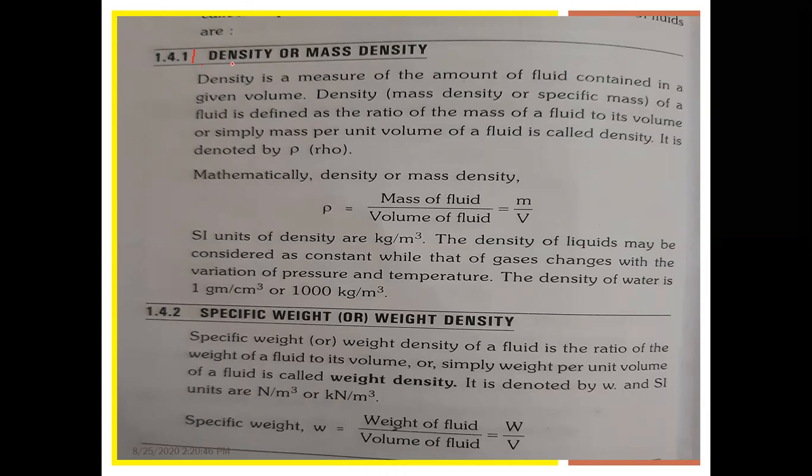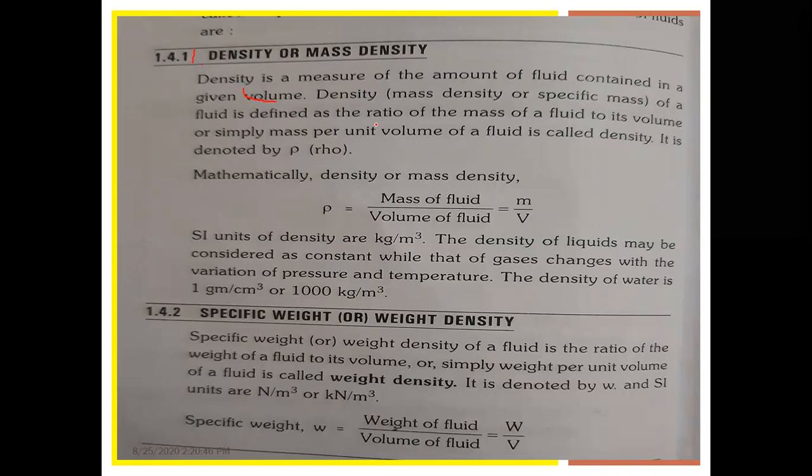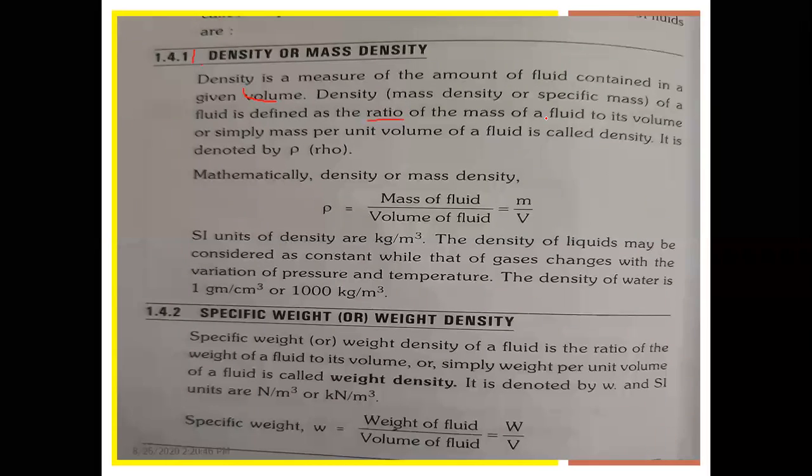So here what is density? Mass by volume. Simple ga cheppali. How it is defined? It is the ratio of mass of fluid to the volume of fluid. Density is measure of the amount of fluid contains in the given volume. Density of a fluid is defined as the ratio of the mass of the fluid to the volume, or simply mass per unit volume. We are calling simply as mass per unit volume.